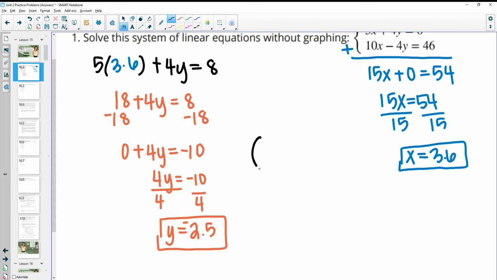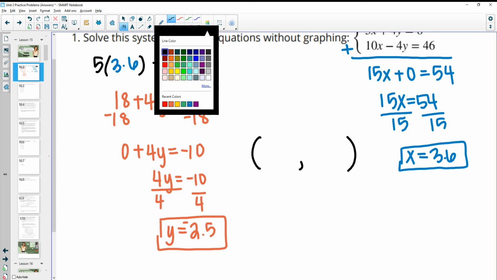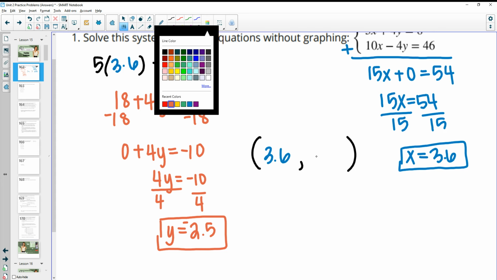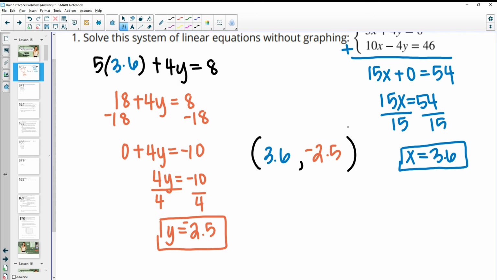Then you'll want to write your answer as an ordered pair. And remember, ordered pairs are x first, 3.6, and then the y second, -2.5, and then that's your solution to this system.